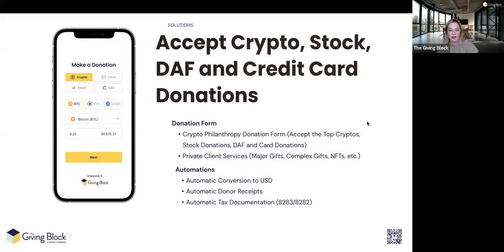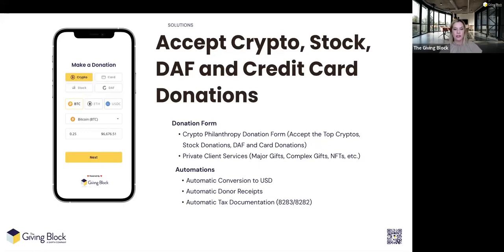To explain a little bit about how The Giving Block works, I'll just give you a little high level overview. This is our donation widget. It is mobile optimized. We enable crypto, stock, credit card, and DAF donations seamlessly. We also automatically convert crypto to cash at the time of donation, so you never have to hold on to any exotic asset on your balance sheet. That is one question that we get from nonprofits all the time. So you're never holding on to any crypto. We also automate all the receipting for you. You don't have to manually handle those. This is for stock and our DAF donations as well.